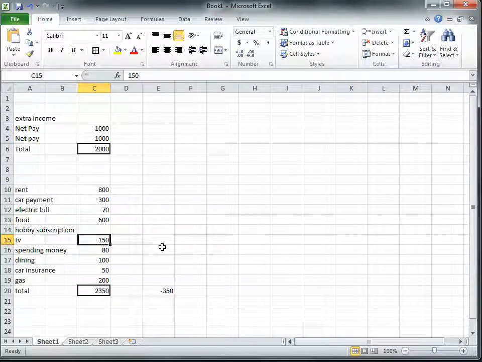TV. Who spends $150 on TV? I'm sorry. I looked at my TV bill, and this isn't a personal opinion, but out it went. I went to Best Buy and bought a Roku unit, ROKU, hooked it up to my TV, and I get Netflix for $8 a month.